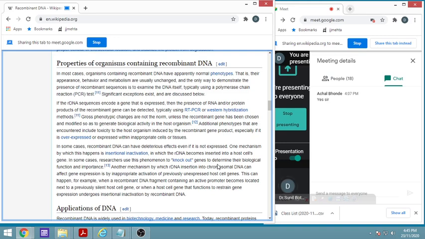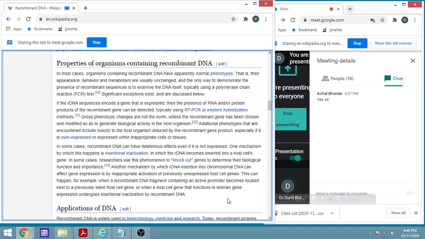Another mechanism by which recombinant DNA inserted into chromosomal DNA can affect gene expression is by inappropriate activation of previously unexpressed host cell genes. There are certain genes that are to be expressed after a certain time. For example, puberty genes are activated after puberty, and then the male or female gonadotropic hormones are secreted and there are changes. So the genes are present but were not expressed because there is some timeline, and recombinant DNA can affect this gene expression.